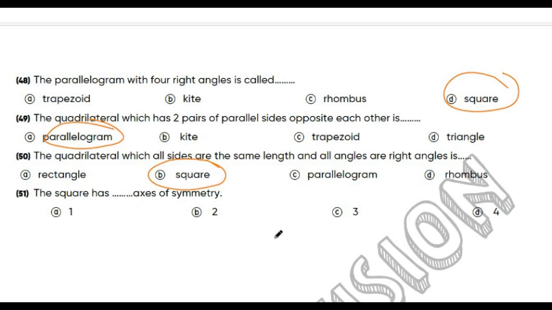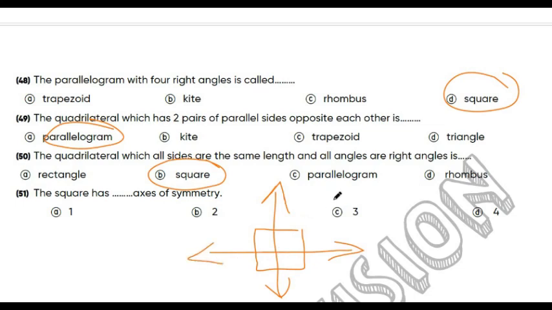The square has how many axes of symmetry? If we draw a square like this, this one is an axis of symmetry, one to divide the shape into 2 equal or identical shapes, and this one is also an axis of symmetry, and yes, there is another one, so now we have 3, and the last one, which means that the square has 4 axes of symmetry.